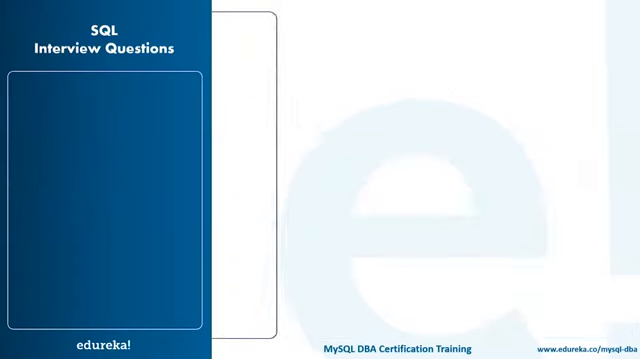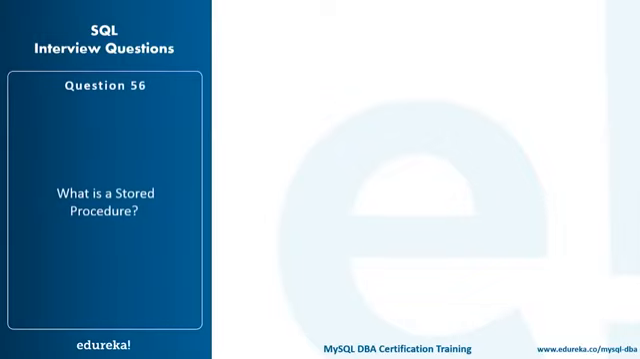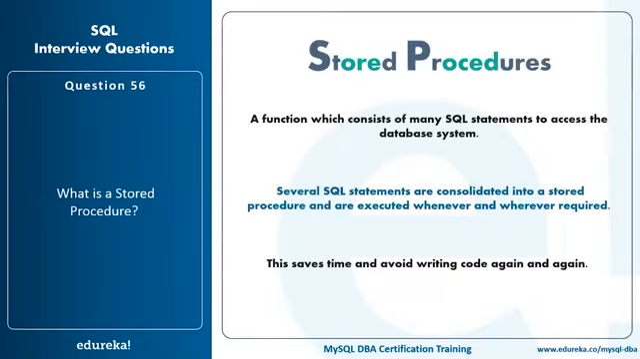Now let's move forward with the next question: what is a stored procedure? A stored procedure is basically a function which consists of many SQL statements to access the database system. Several SQL statements are consolidated into a stored procedure and are executed whenever and wherever required, which obviously saves time and avoids writing code again and again. So with the help of a stored procedure, you don't have to write the query again; it will automatically execute the queries for you.